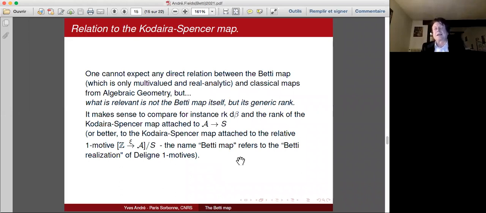And because of this, it makes sense to compare, for instance, the rank of the derivative of the Betti map and the rank of the Kodaira-Spencer map attached to the abelian scheme, or better, to the one-motive attached to the abelian scheme and the section. But let us leave this aside.